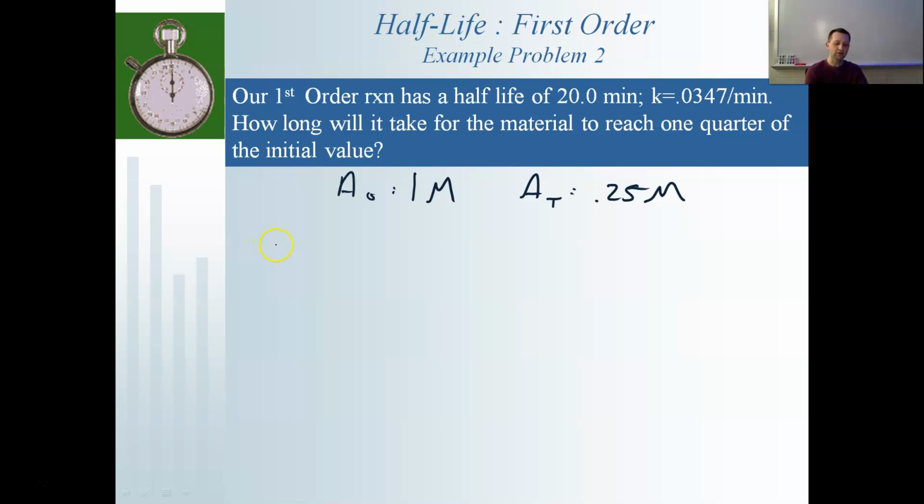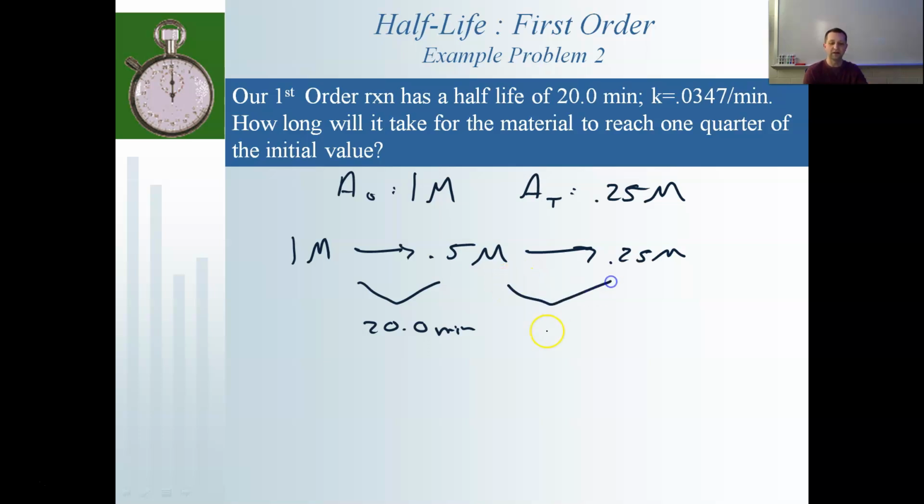Okay? What you could have recognized here is, since it's first order and the half-life is 20 minutes, if you start with 1 molar and it decays down to 0.5 molar, that is going to take you 20 minutes. If you want 0.5 molar then to decay into 0.25 molar, that's clearly half, right? 0.5 divided by 2 is 0.25. That's going to take another 20 minutes. So your answer here is 40.0 minutes of time. That's the easiest way to do it.